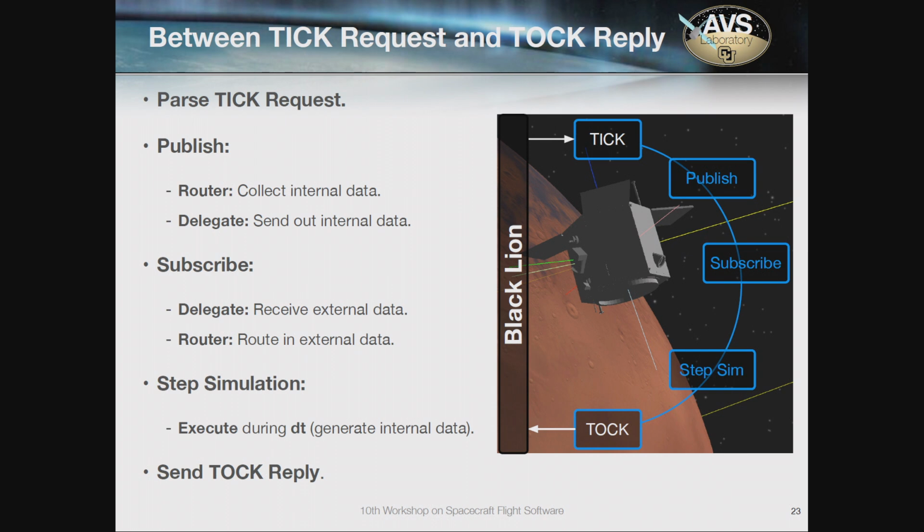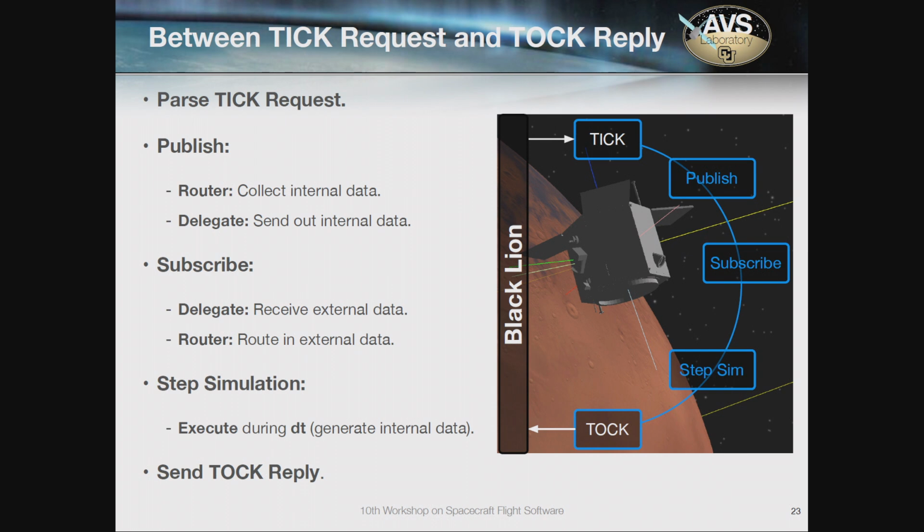So let's now take a look at everything that is actually happening between the tick and the tick reply. When the node receives the tick, it publishes its internal data. This means that the router collects the node's internal data, and the delegate sends it out to the controller's front end. The front end routes it to the controller's back end, and in the meanwhile, the subscribed sockets in the nodes open and start listening, such that the delegate can receive this external data, and the router can write it back into the internals of the application.